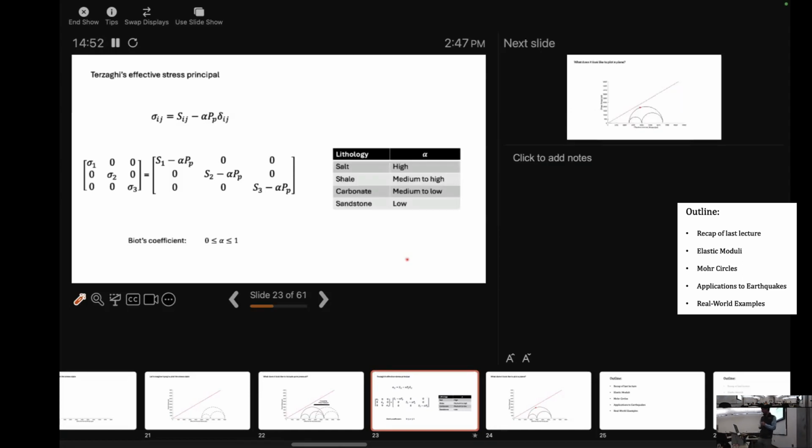And here's just a little table on lithologies to show that the different types of rocks tend to have different Biot coefficients. Salt is really ductile, it deforms really easily. You can imagine the pore fluid is going to play a very big role in that. The shale is also a little ductile, so the pore pressure is going to play some of a role. And then as you get to carbonates and sandstones, where the stiffness of the matrix is stronger, the Biot's coefficient becomes lower, and the pore pressure plays much less of a role.